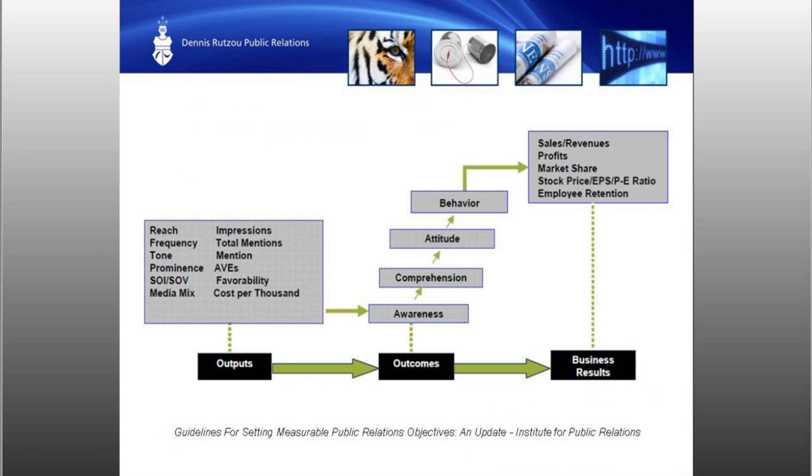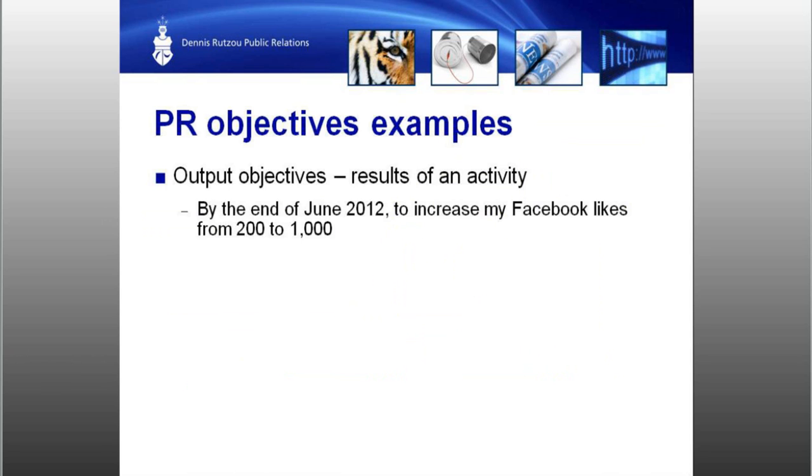So if I come back to the image I showed you before, the objectives will normally be related to outputs, outcomes, or business results. So I'll show you examples for each type of objectives. Starting with output. The output objectives are focused on the results of a specific activity. For example, by the end of June 2012, to increase my Facebook likes from 200 to 1,000.